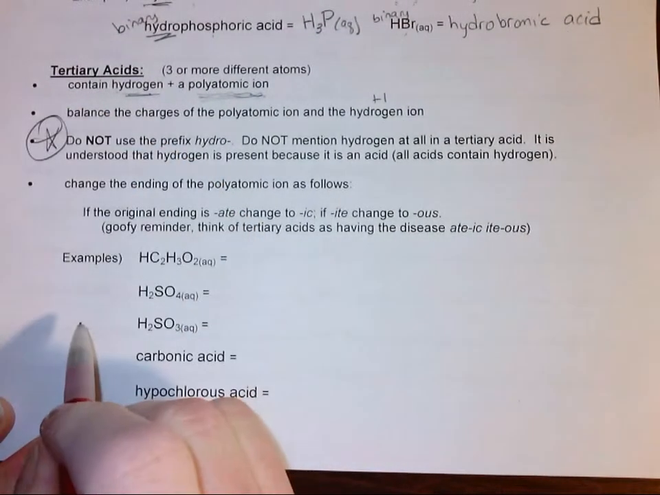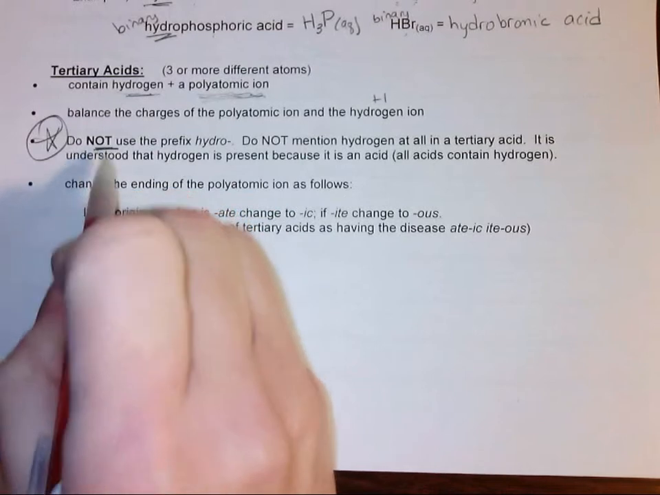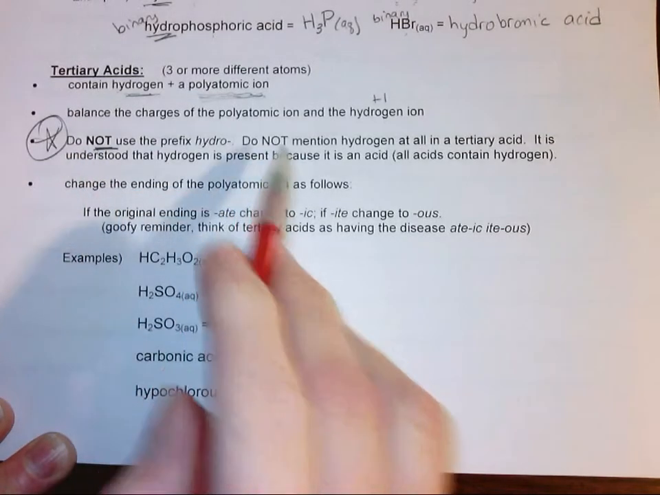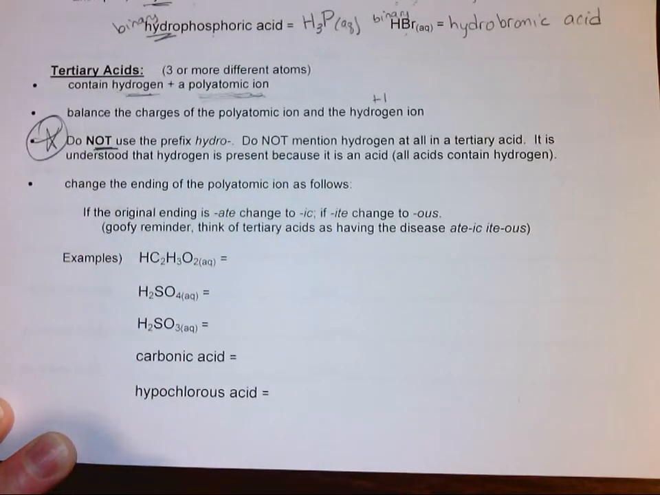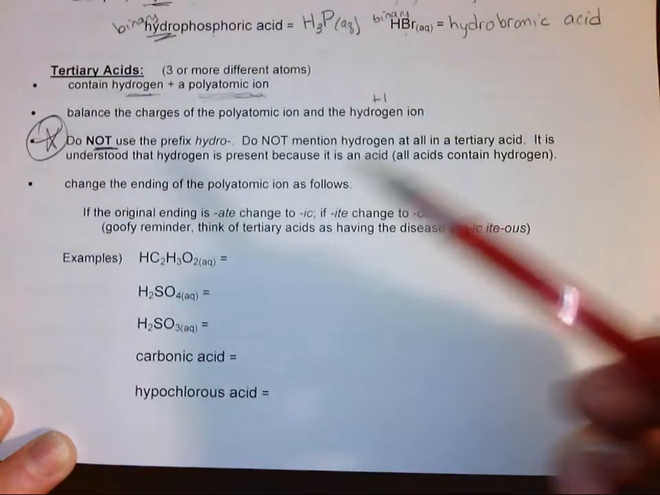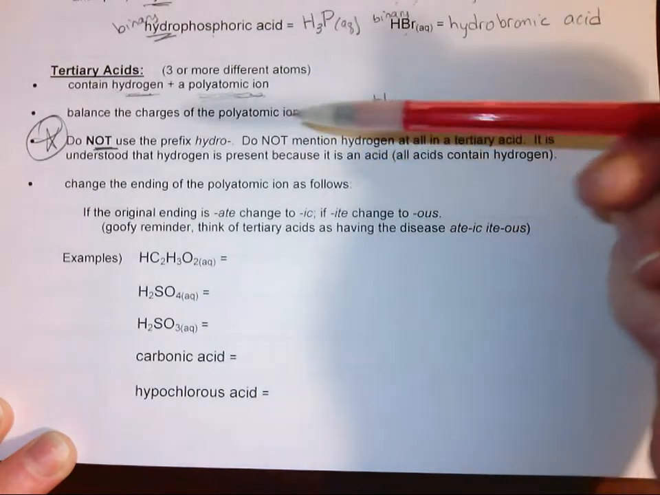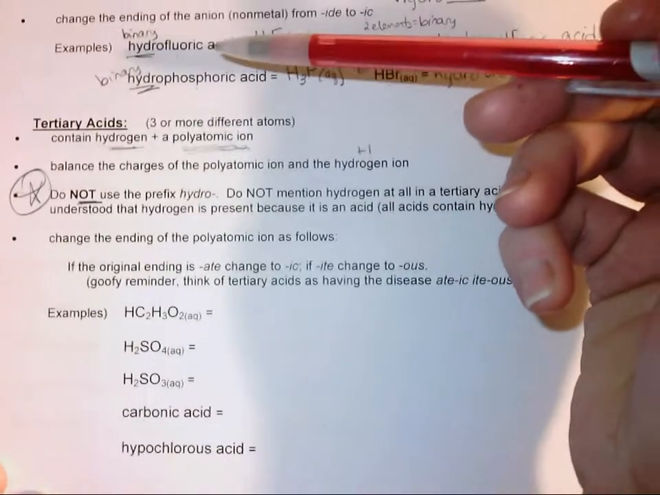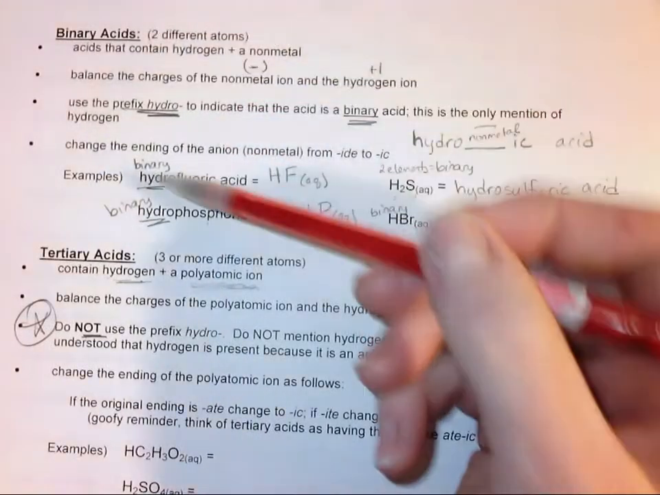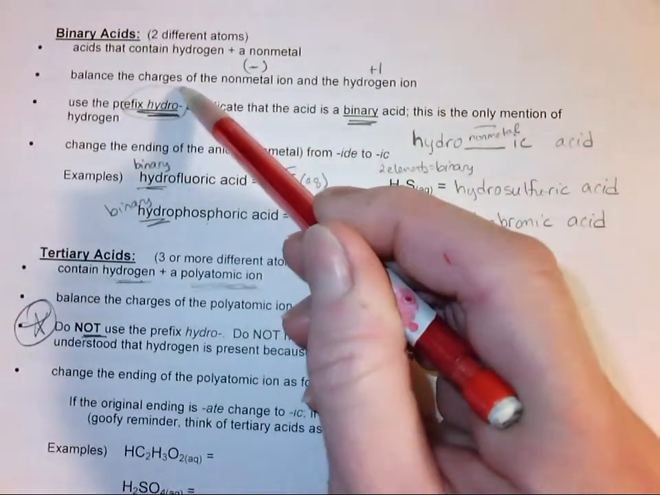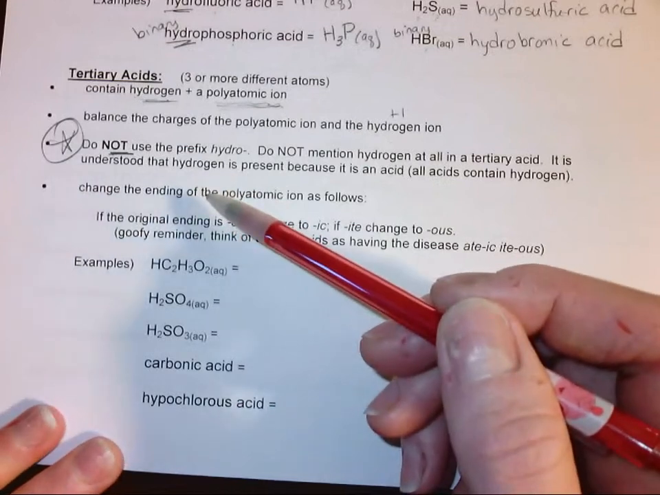Big difference though. You do not use the prefix hydro. Do not mention hydrogen at all in a tertiary acid. It is understood that hydrogen is present because all acids contain hydrogen. However, you do not mention hydrogen. The way you know the difference between tertiary acids and binary acids is because binary acids do say hydro. Tertiary acids do not say hydro.